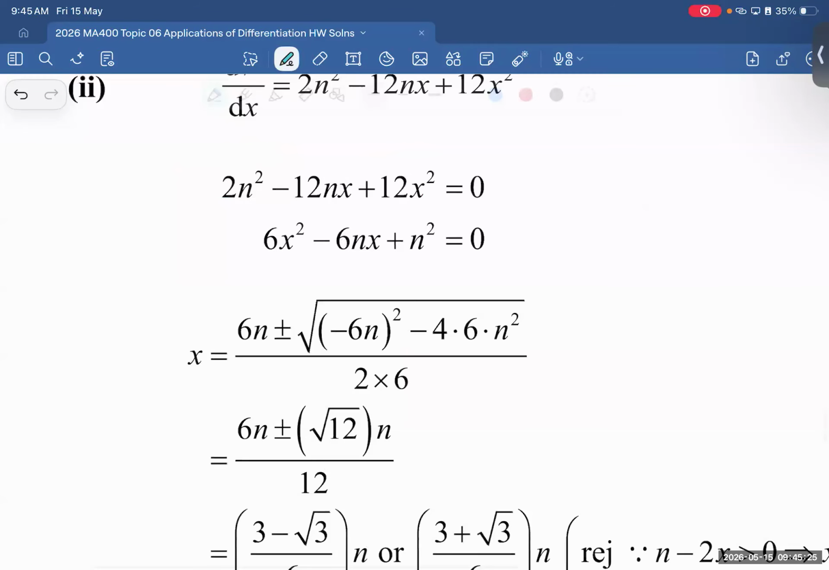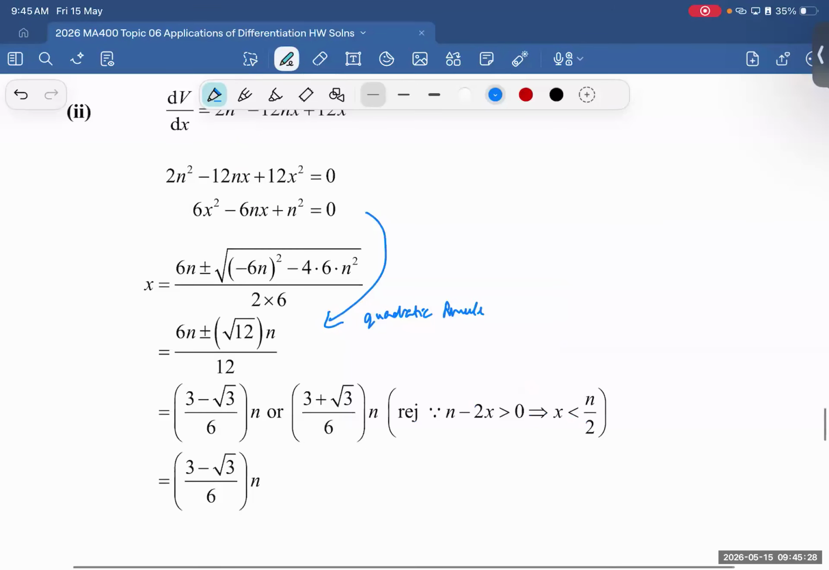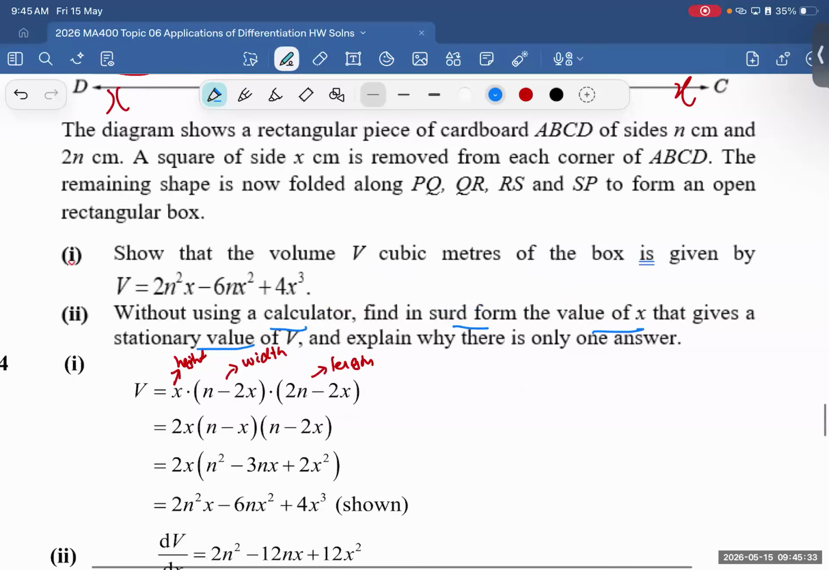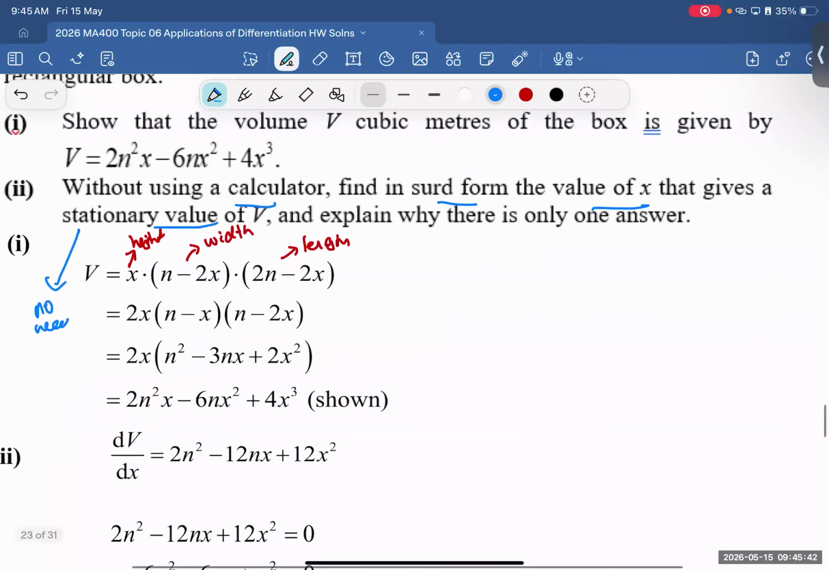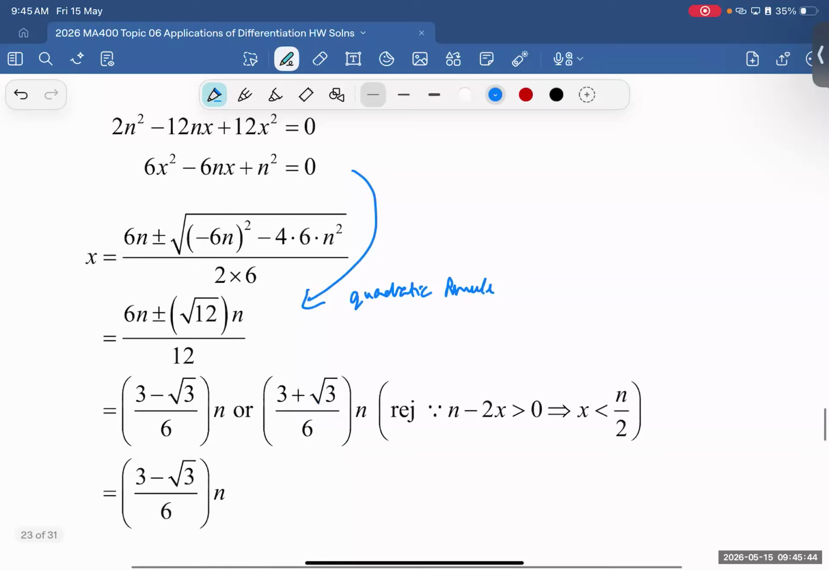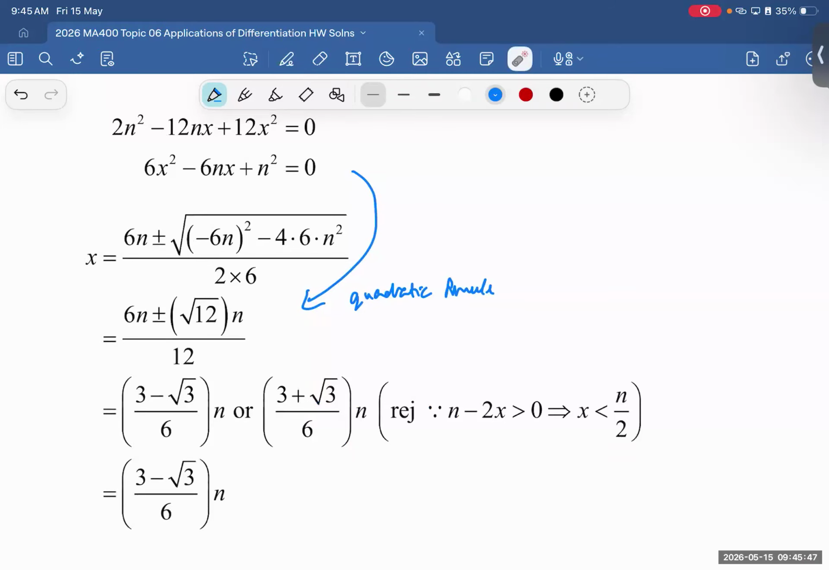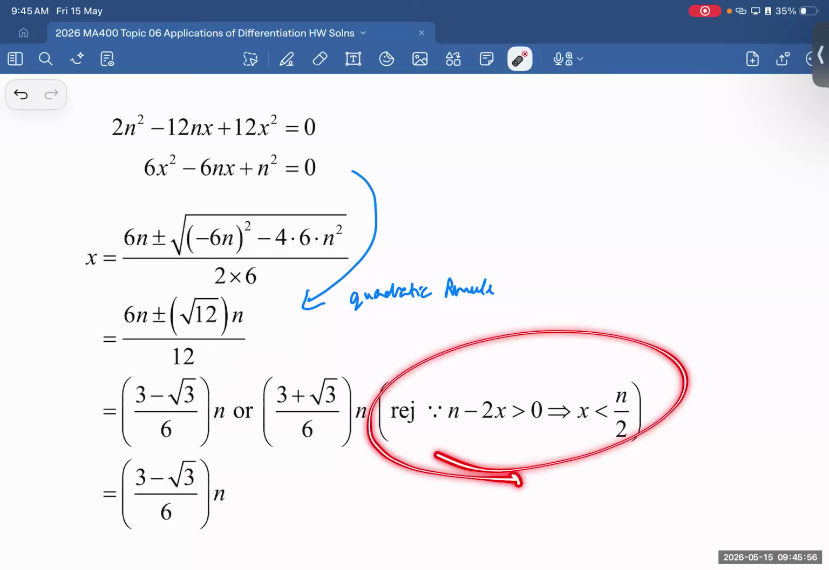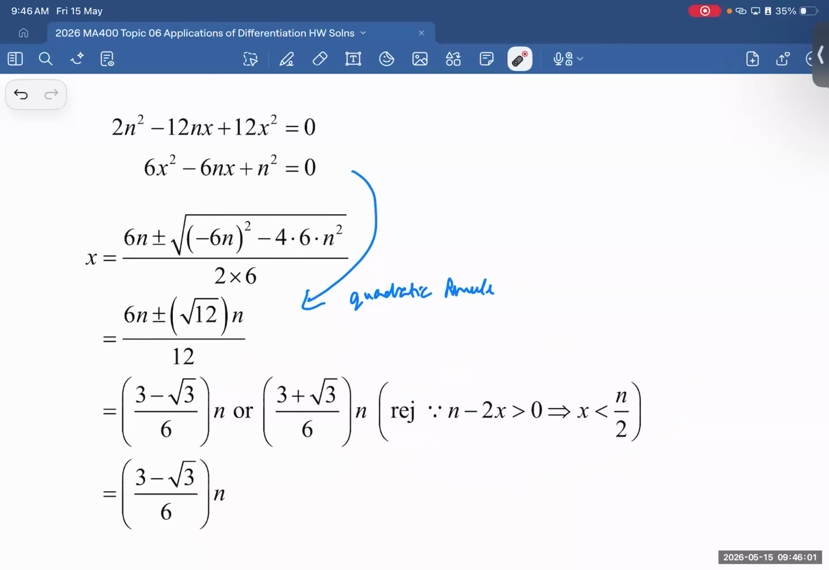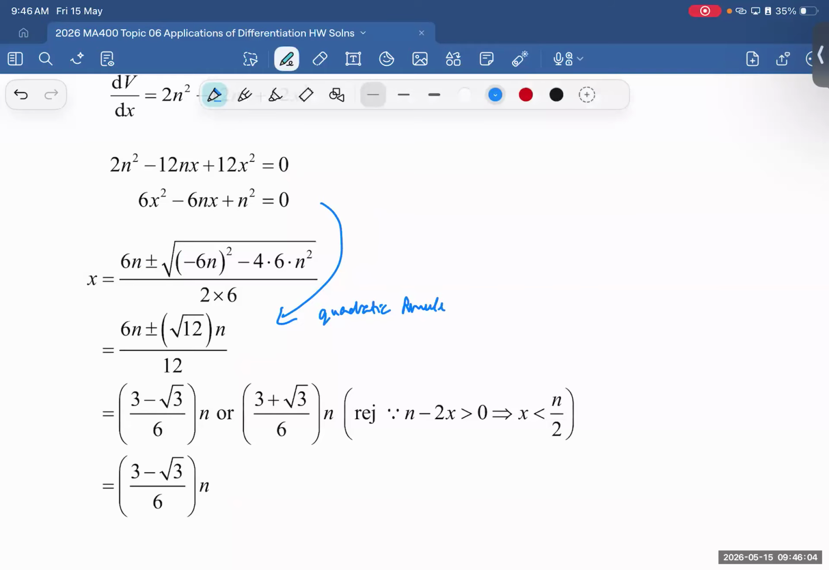Now you see, did they ask for turning point? Did they ask for inflection? They ask for stationary value. So why do you do second derivative? No need. You don't need to do it. So why do I reject this? Because if n is too big, you need n minus 2x to be more than 0. So this is why you reject this.